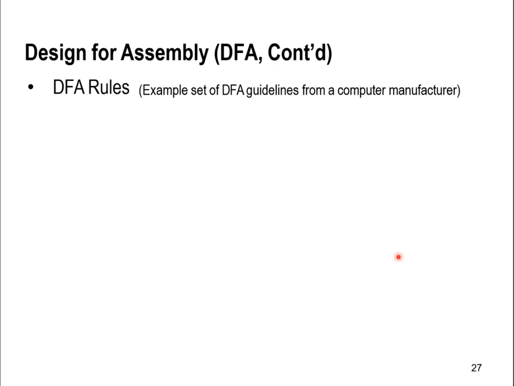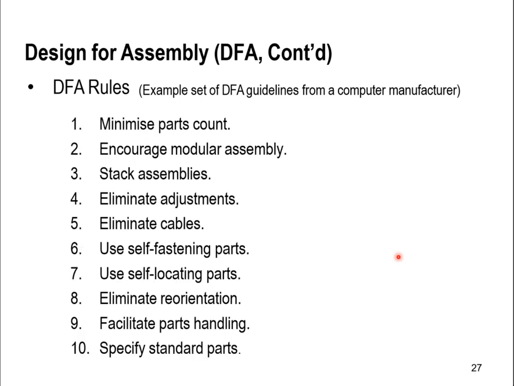So the DFA rules, and this example is actually a set of the DFA guidelines from a computer manufacturer, are: minimize all the part counts, encourage modular assembly, stack assemblies, eliminate the adjustments, eliminate the cables, use self-fastening parts, and use self-locating parts, eliminate the reorientation, facilitate the parts handling, and specify standard parts.